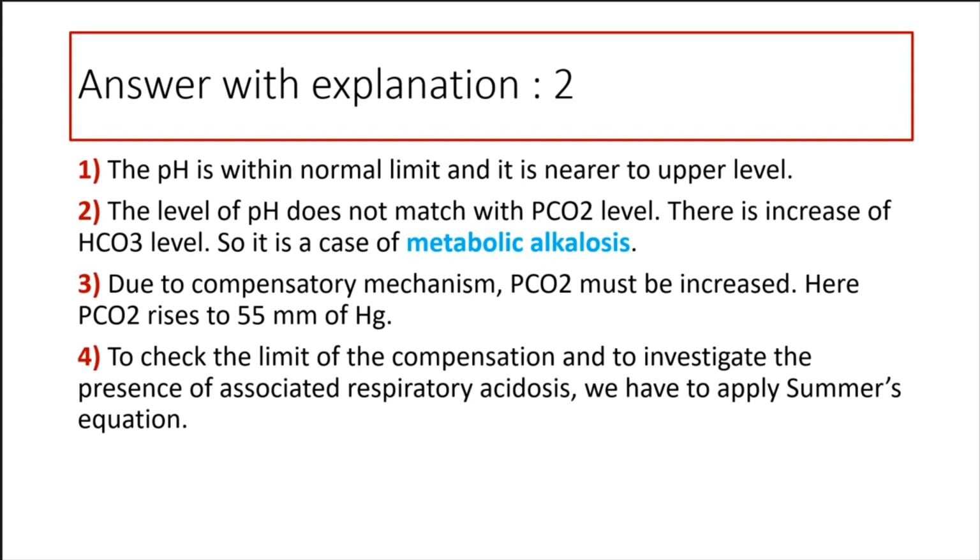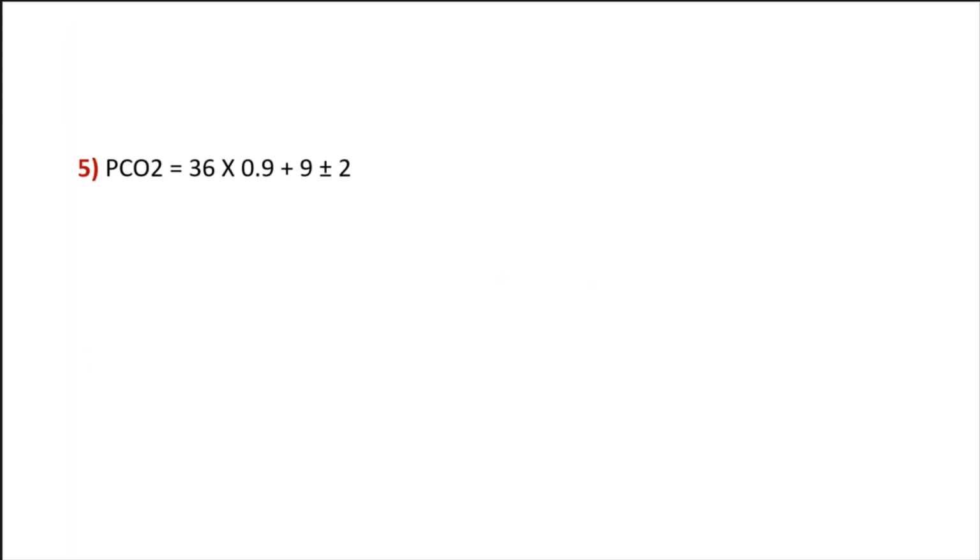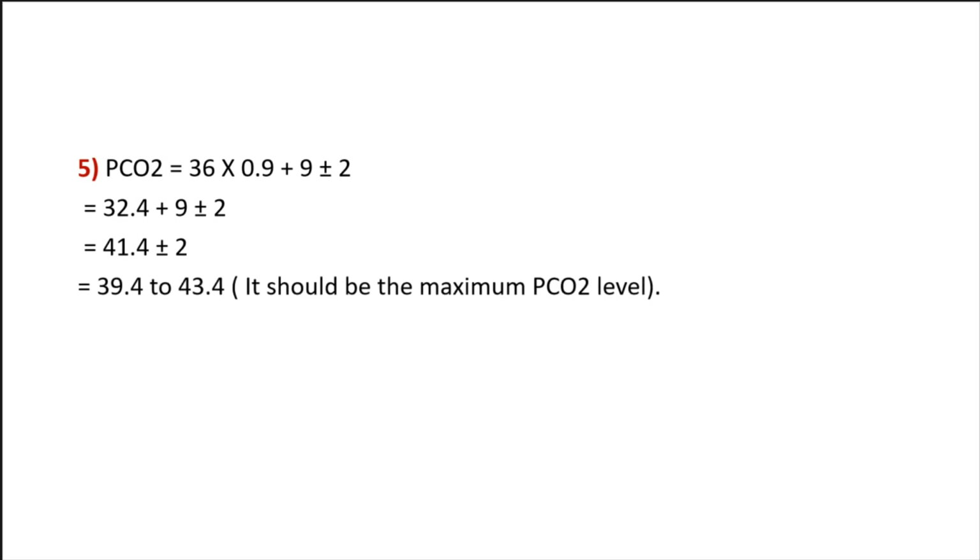4. To check the limit of the compensation and to investigate the presence of associated respiratory acidosis, we have to apply Summers' equation. 5. PCO2 equals 36 multiplied by 0.9 plus 9, plus or minus 2, equals 32.4 plus 9, plus or minus 2, equals 41.4 plus or minus 2, equals 39.4 to 43.4. It should be the maximum PCO2 level.